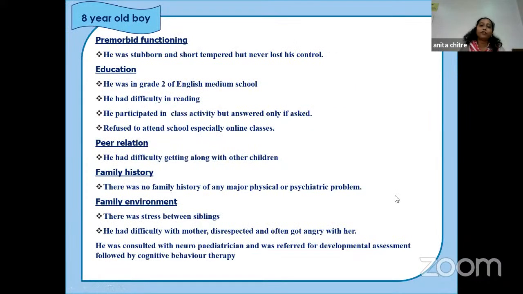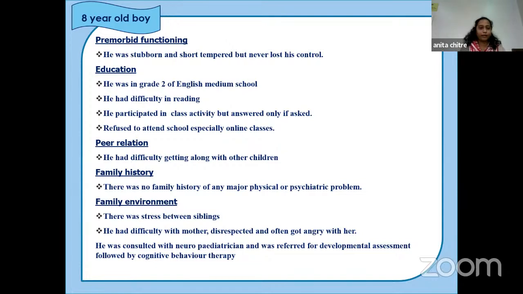So his pre-morbid functioning was, he was very stubborn, short-tempered, but never lost his control. He was in grade 2, had difficulty in reading. His school performance was average. He participated in school activity, but he answered only if the questions were asked. So lack of initiation was there. He refused to attend school, especially the online classes.